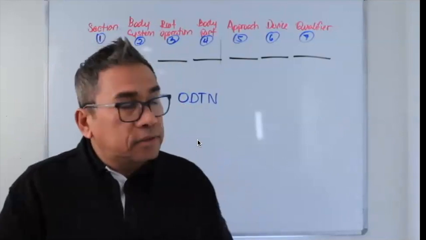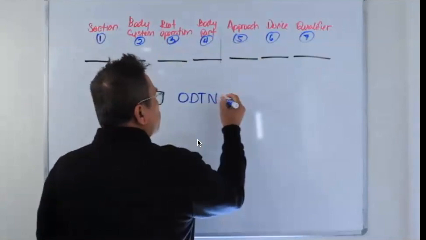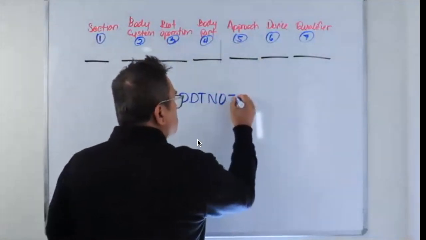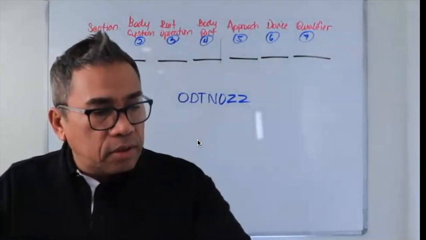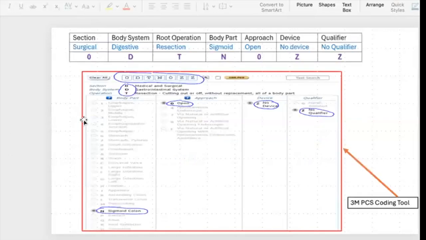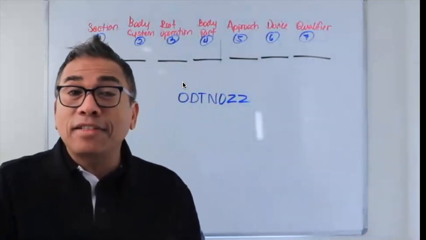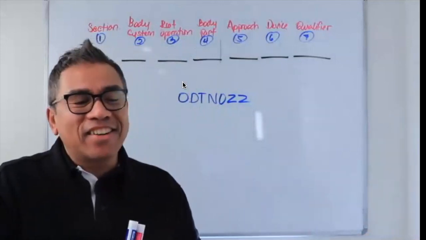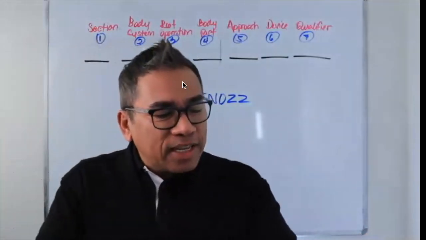So Carol has the code 0DTN. Fifth character, because this is open, should be 0, no device, no qualifier. This is your complete code, right? Matter of fact, the next slide shows 0DTN0ZZ, right? Do you guys find PCS coding more simple? I think it's more fun, right? Yes, thank you, Sherry. It's more fun to build the codes, right, using the PCS book.